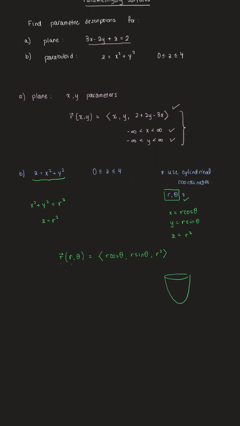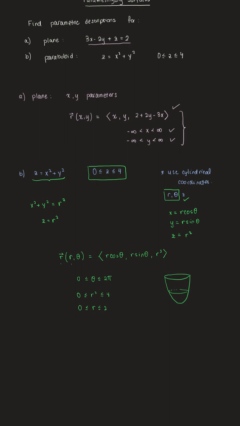And so we need to specify the domain of our two parameters, right? So the parameter intervals. And so let's let theta go from 0 to 2 pi so that we can trace out the entire circular cross sections. And then r, well, notice that z was from 0 to 4. And if z is r squared, then r squared is from 0 to 4, which means that r will go from 0 to 2. We're going to keep r positive. So I just took the square root of everything there, and so r is going to go from 0 to 2.